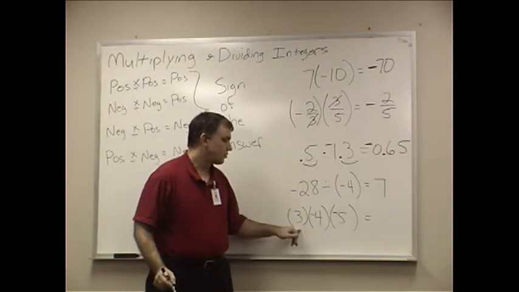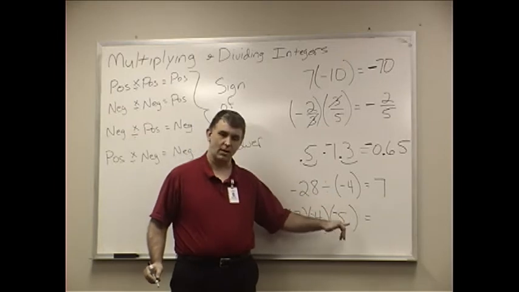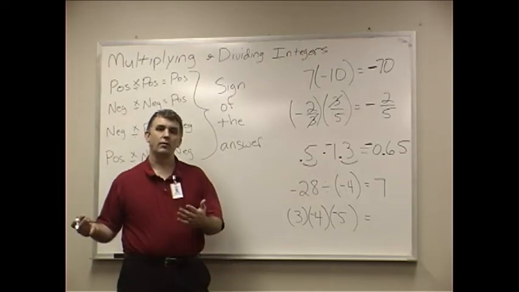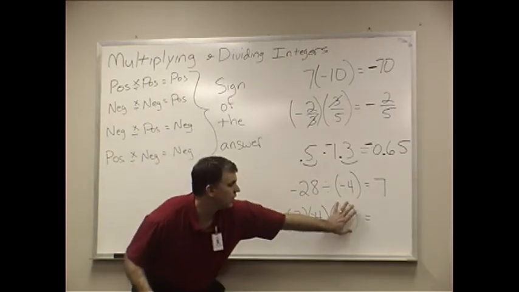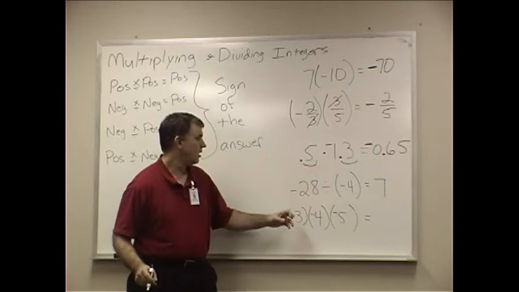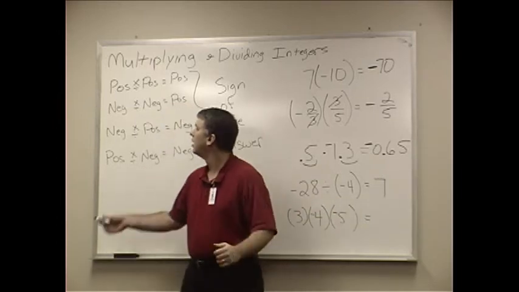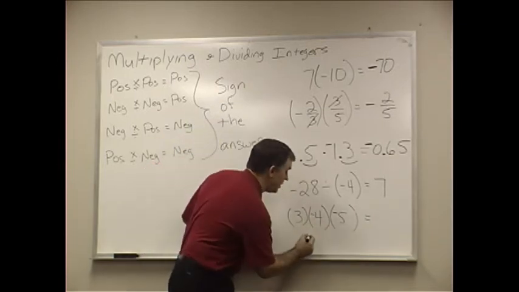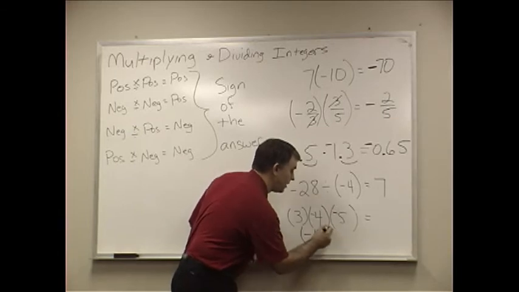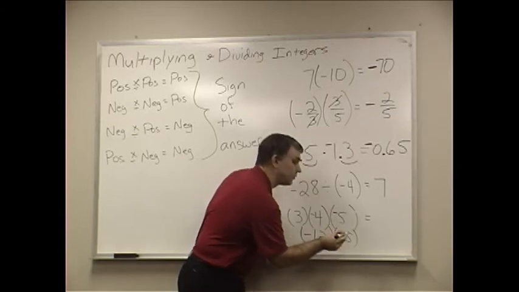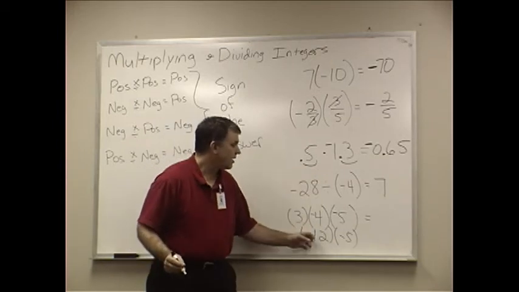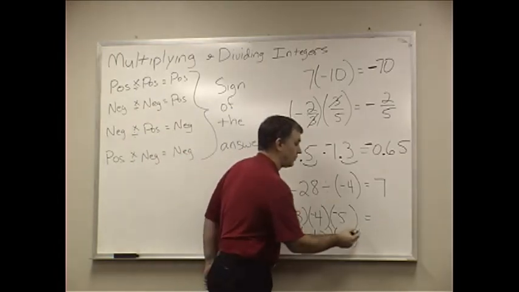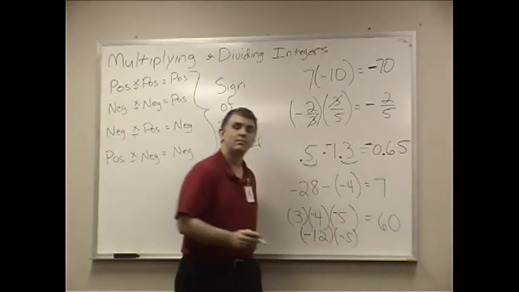The fifth one is 3 times negative 4 times negative 5. Now there's 3 numbers being multiplied there. First of all, let's take them in pairs. So I just literally cover up the negative 5. 3 times negative 4. A positive times a negative, that answer is negative. That's going to be negative 12. Now we're going to do negative 12 times negative 5. A negative times a negative is a positive. And 12 times 5 is 60.